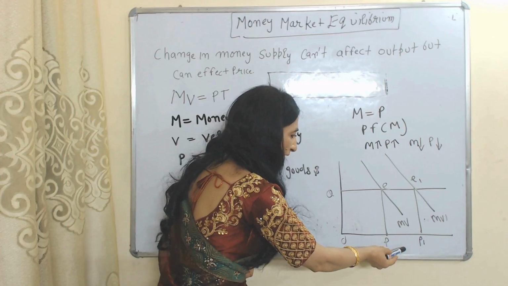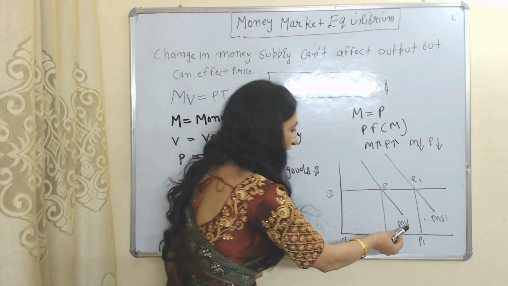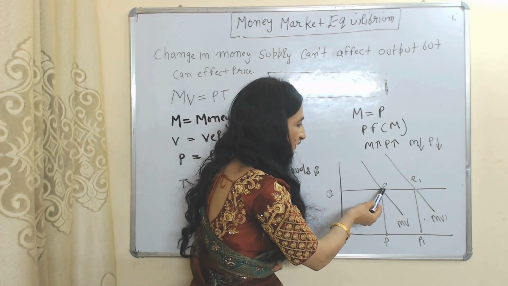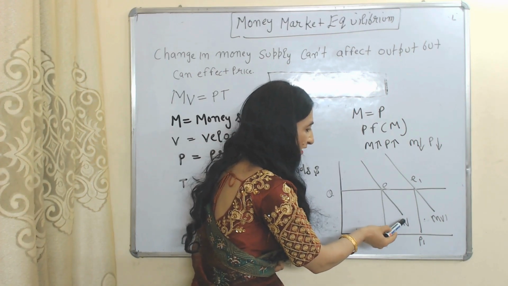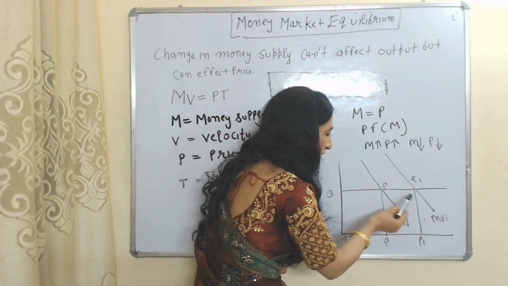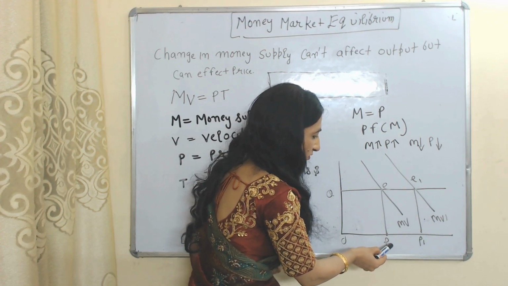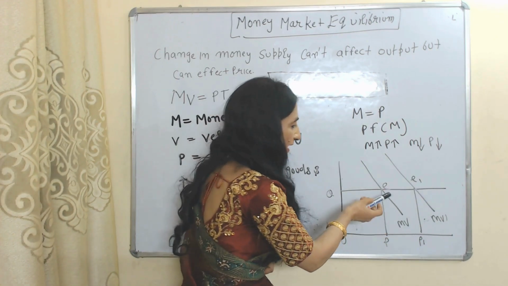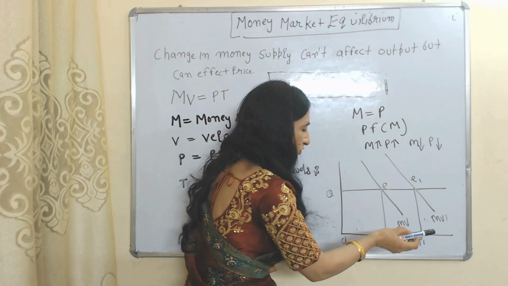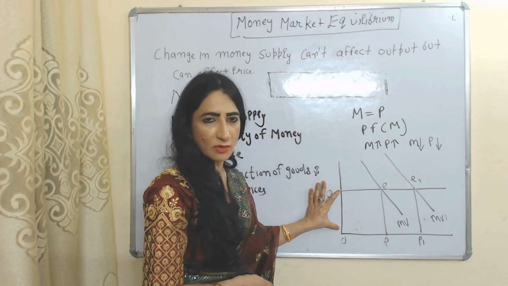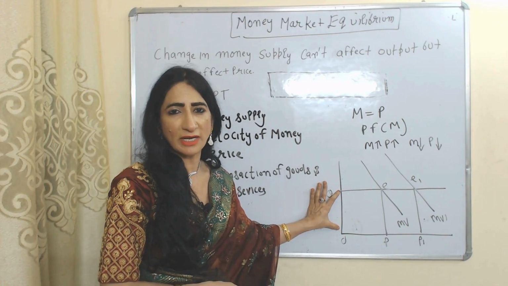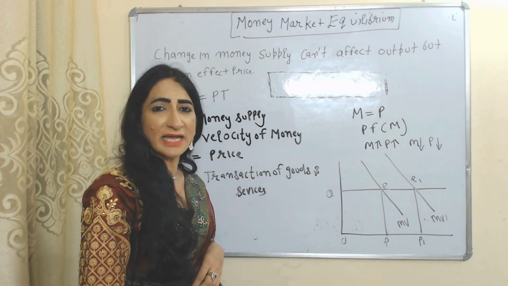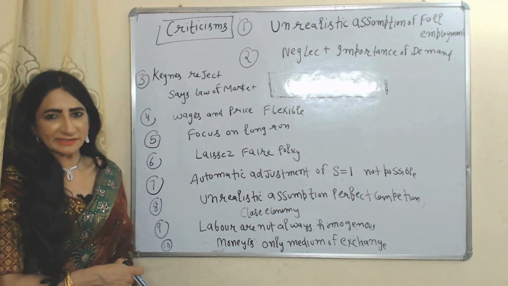On the x-axis we have prices, and on the y-axis we have output. The MV and MV1 curves represent our money supply. The initial equilibrium point is E. As our money supply increases from MV to MV1, in the same proportion our prices also increase from P to P1. So we can say that prices depend on money supply. As money supply increases, prices also increase, but our output is constant at OQ. So according to classical economists, a change in money supply cannot affect output, but it can affect prices. Now we'll see criticism.